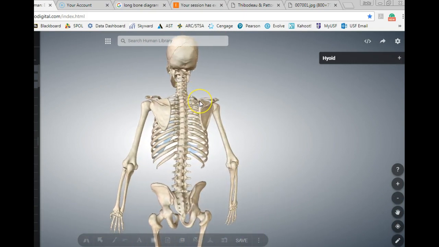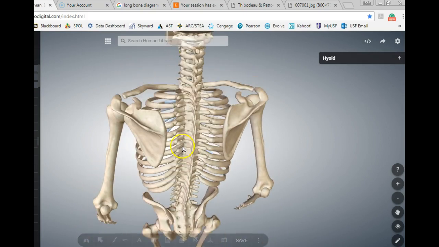Next, we have the vertebral column, which is made up of those irregular bones that we talked about earlier. So separated into 5 different areas. We have the cervical, which is the neck, the thoracic, which makes up the thoracic cavity, so right behind the lungs, the lumbar, the sacrum, and then the coccyx down here.